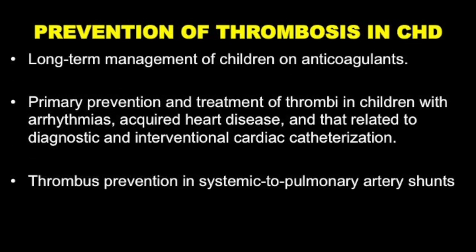So these are some of the things we can do in order to prevent thrombosis in congenital heart disease patients like our patient. We give long-term management of the children on anticoagulants, like they should keep on anticoagulants, especially the children who have undergone surgeries that might predispose them. Then primarily we should prevent the thrombosis, especially in children with arrhythmias, acquired heart diseases, and those who have undergone any cardiac catheterization.